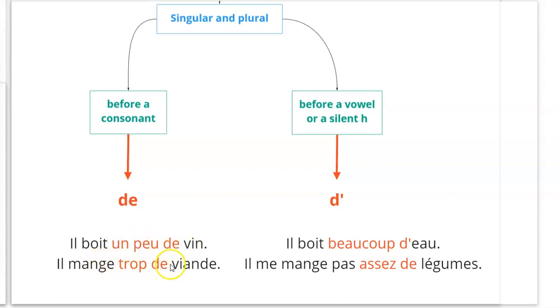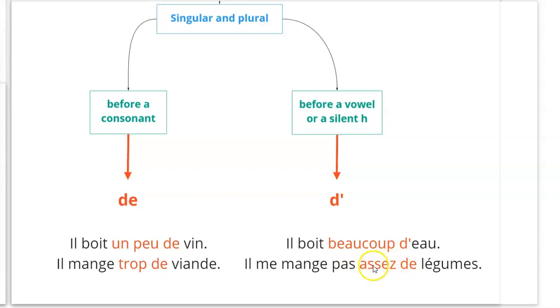Il mange trop de viande. He eats too much meat. Okay, it's very different from English. You can hear that. In English, you have many ways to say the same thing, but very different. Il boit beaucoup d'eau. A lot of water. And pas assez, not enough. Pas assez, not enough. And you see, you have de.